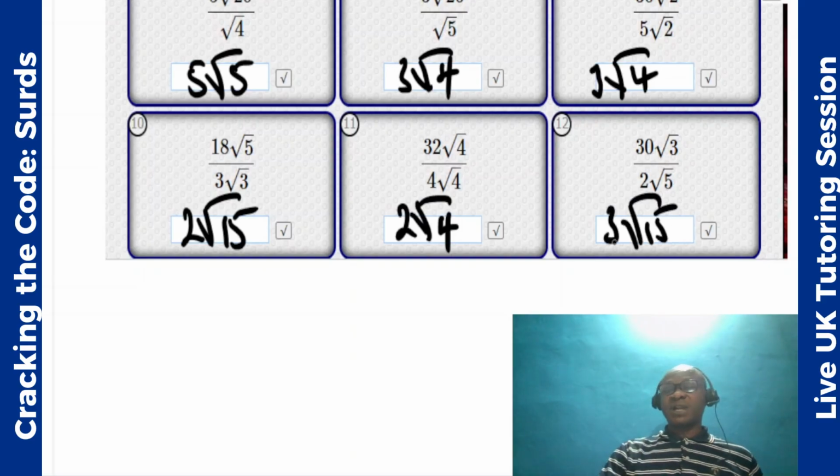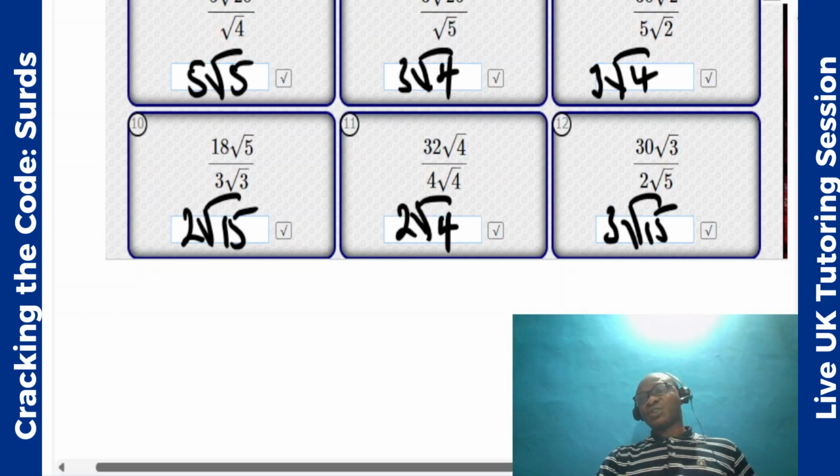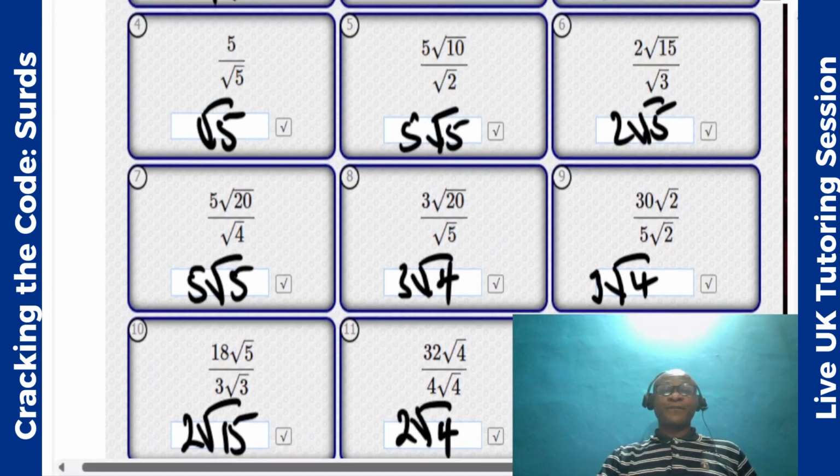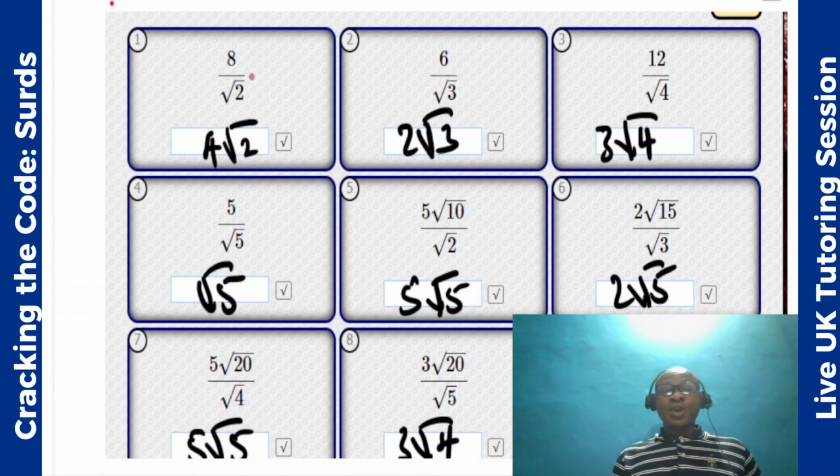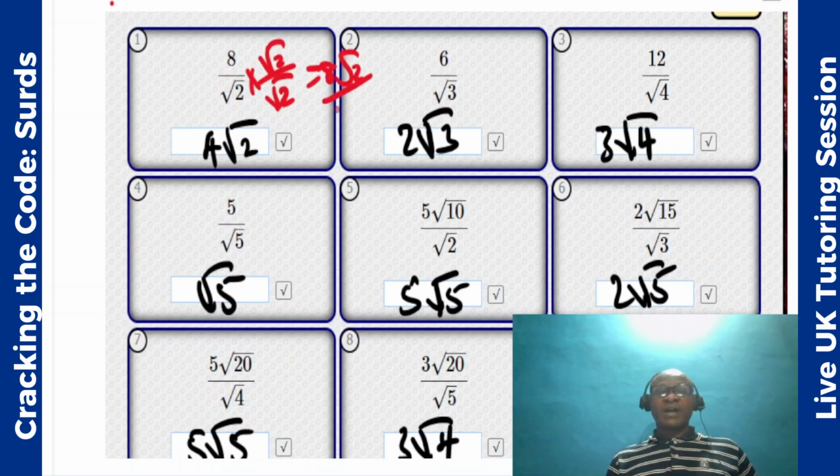All right, let's look at your answers to see those ones that are maybe needing correction. So here, what you need here is a rationalization. So you multiply by root 2, both the numerator and denominator, and that will give us 8 root 2 all over 2. 2 here will give us 4 root 2. Number 1 is correct, Mark. How many marks? 2 each.